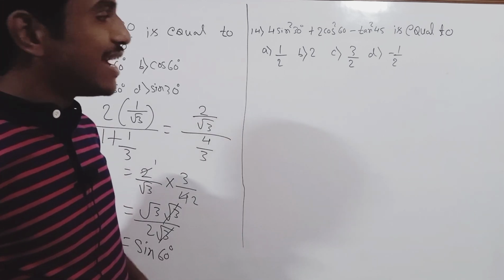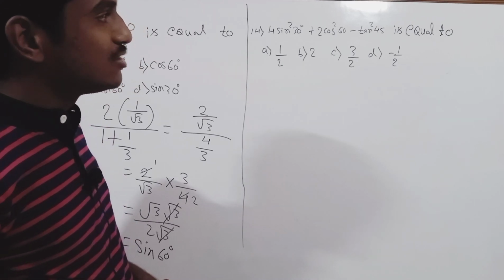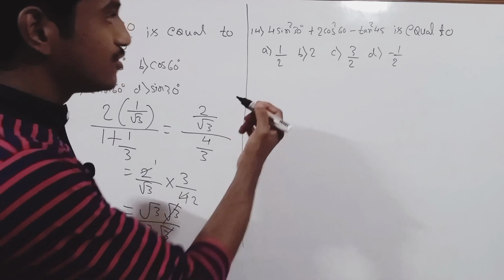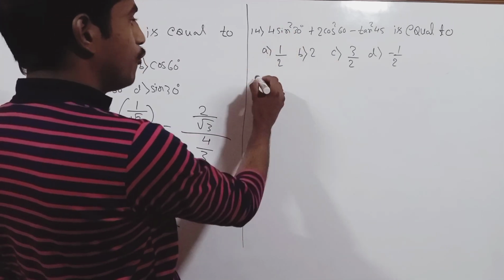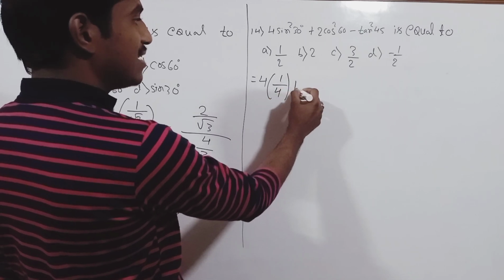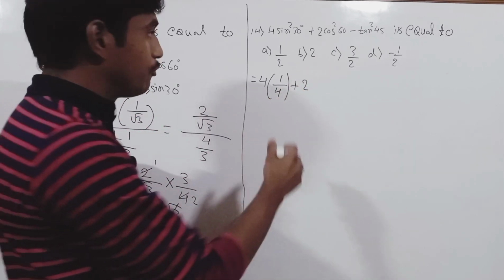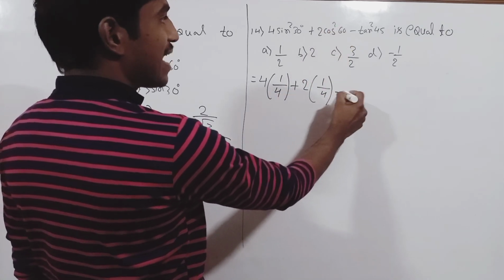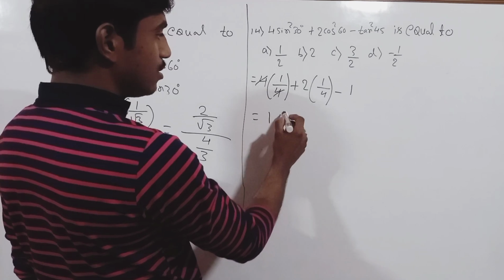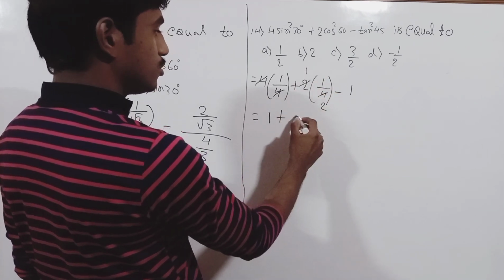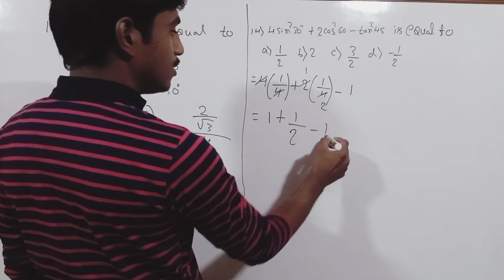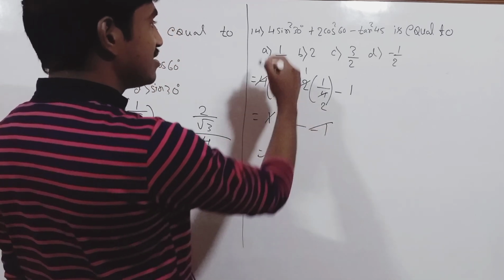Next question is 4 sine square 30 plus 2 cos square 60 minus tan square 45 is equal to what? Whether it is equal to 1 by 2, 2, 3 by 2 or minus 1 by 2. Here also we just substitute the values and then we will check which is the answer. So 4 into sine 30 is half, square is 1 by 4, plus 2 into cos 60 is also half, so 1 by 4, minus tan 45 value is 1, square is 1, so 4 gets cancelled. Here you will get 1 plus 2 ones are 2, 2 twos are 4, so 2 by 4, that is 1 by 2, minus 1. So 1 gets cancelled. So the answer is 1 by 2, which is option A.